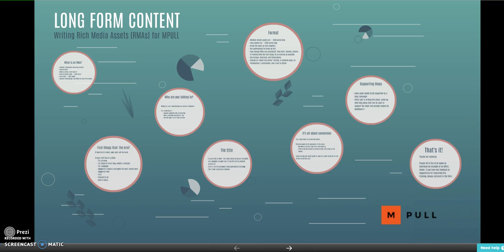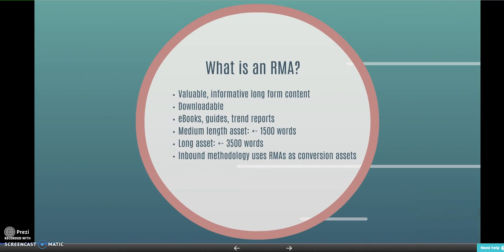Okay, so long-form content. What is a rich media asset? Long-form content at MPULL most often takes the form of rich media assets, and they are longer than blogs, usually about 1,500 words to 3,500 words, and they are downloadable PDF documents. So they're usually ebooks, guides, handbooks, trend reports, things like that. The point of doing a rich media asset in the inbound methodology is for conversion purposes. So we often refer to them as conversion assets.